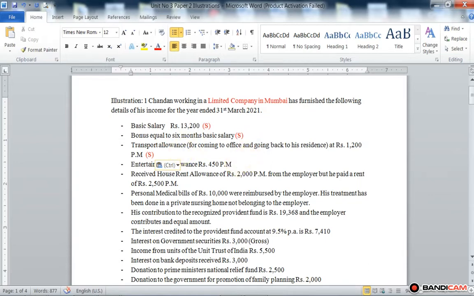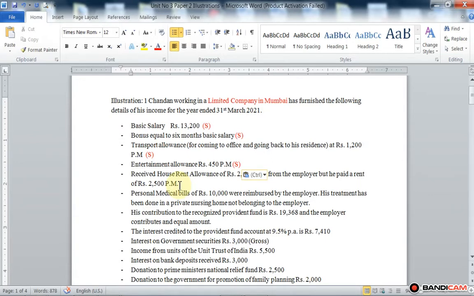Here is entertainment allowance. Entertainment allowance is also part of salary, and it is fully taxable. Entertainment allowance is allowed for deduction only for a government employee, and we know the computation of exempted entertainment allowance for government employees. Private employees do not receive the exemption of entertainment allowance. So here entertainment allowance is fully taxable.